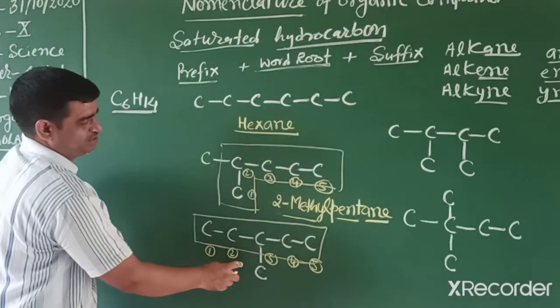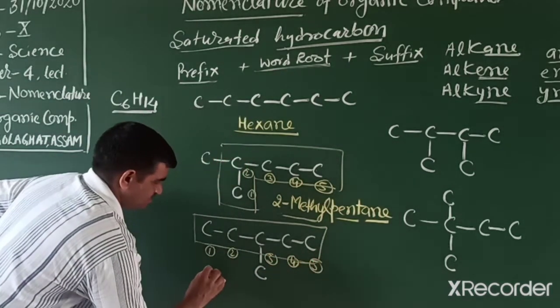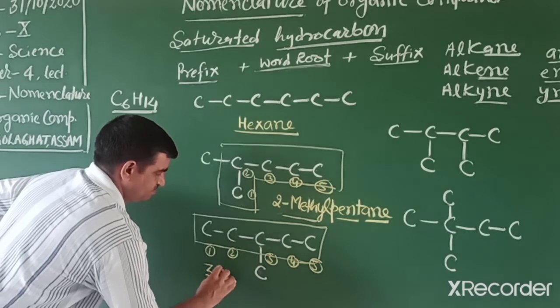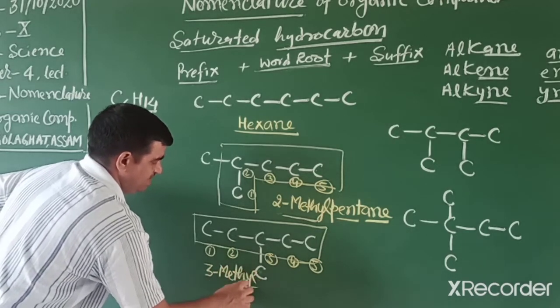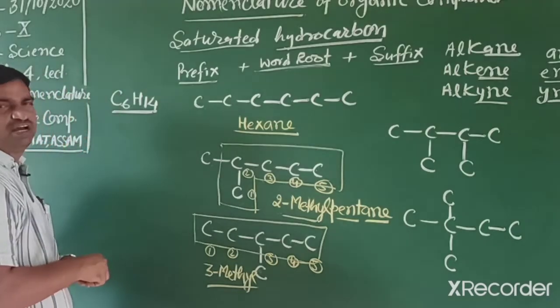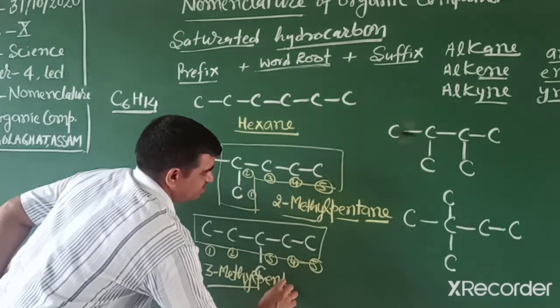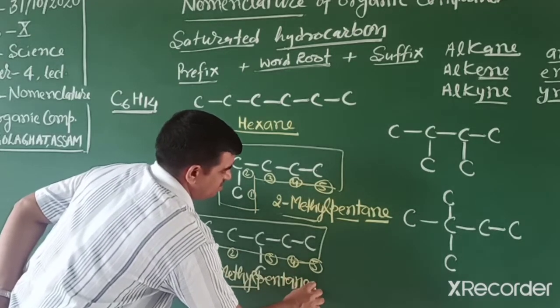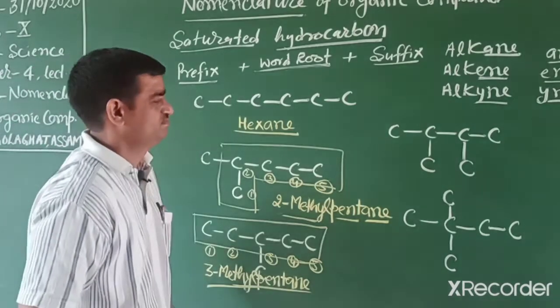What is the name of this compound? This compound we can name 3-METHYL, 3-methyl, and then 5 carbon pent, single bond ane, 3-methylpentane. Its IUPAC name is 3-methylpentane.